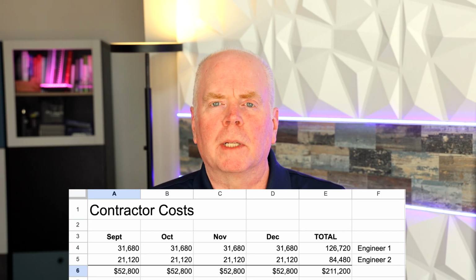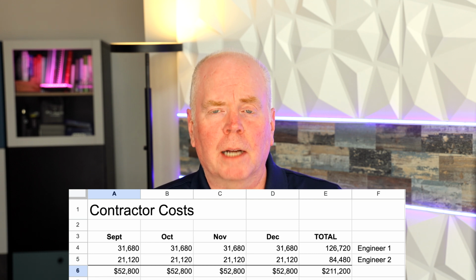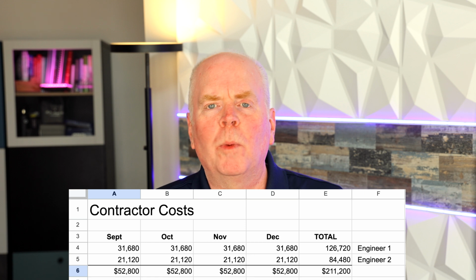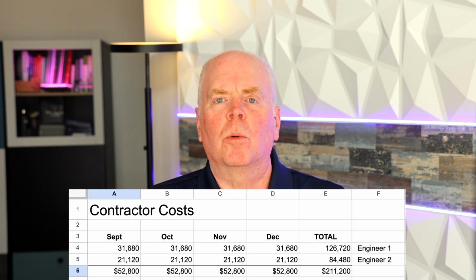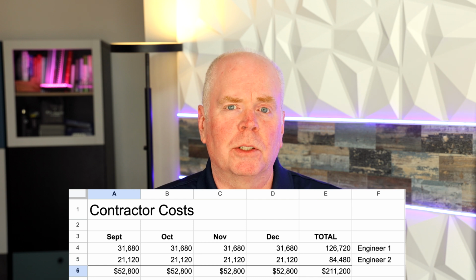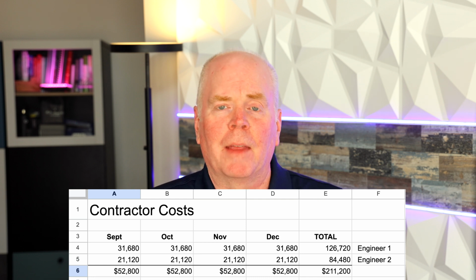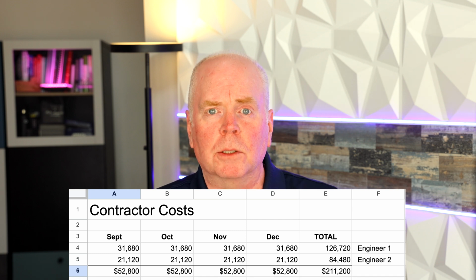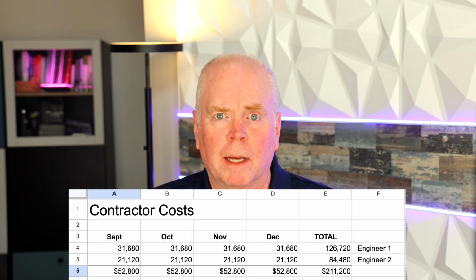So let's look at contractor costs. Our original number was $211,000, and yes, that's the cost of the contractors, but there's more detail behind it. Somebody's going to ask you, well, what are we getting for this? So that $212,000 actually happens to be 2 contractors. One is a senior engineer, one is a less senior engineer, and they have different rates. And so what we've done in the spreadsheet is we've broken out those different rates across the 4 months that those contractors are with us.